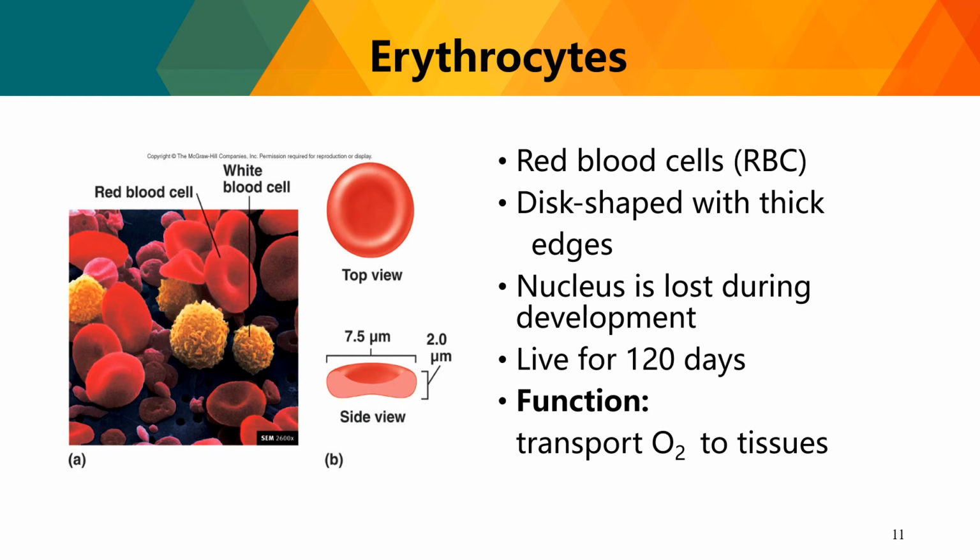So next, let's go now to the erythrocytes, or what we usually call as the red blood cells. Again, from the previous lectures that were already introduced to you, the common characteristics of your erythrocytes are this shape with thick edges, and it doesn't have a nucleus. It is actually lost during the development. It lives around a span of 120 days, and of course, the major function of your erythrocytes or RBCs is to transport oxygen to your tissues. Okay?